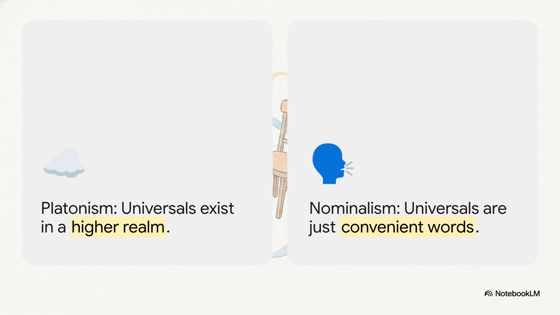Instead, they're merely names, or nomens, that we humans invented just to conveniently group similar things together. So a red apple and a red car just kind of resemble each other, and we invented the word red to describe that resemblance. That's literally it. Just a helpful trick of language.